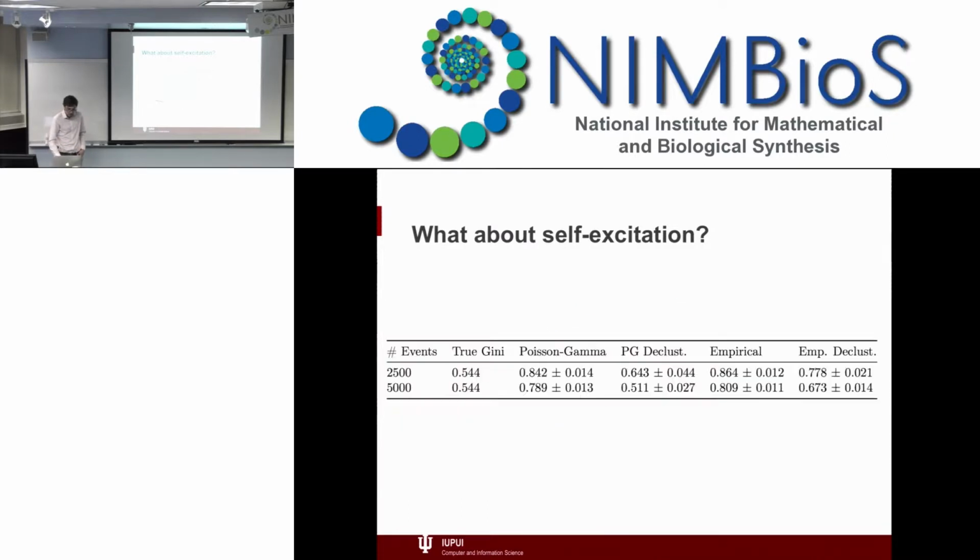So we can do the same thing, and here's the result. This is just on synthetic data. But here's the true Gini index and the number of events we're using. Even if we use our Poisson gamma estimator just on the data itself, it's way off in terms of measuring concentration. But if we decluster the data set and then run this Poisson gamma estimate of concentration, you get something close to the actual value you're looking for.